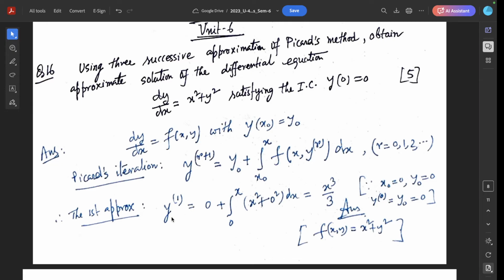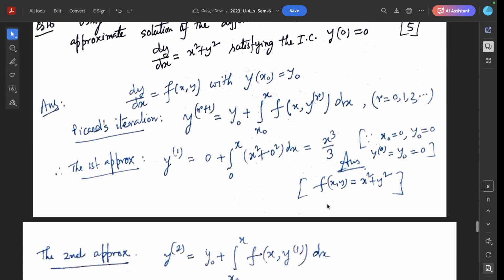So first approximation y1, when r equal to 0. So y0 here is 0 and x0 is 0, integration 0 to x of x square plus y0 square, so x square plus 0 square, dx, gives x cube by 3.